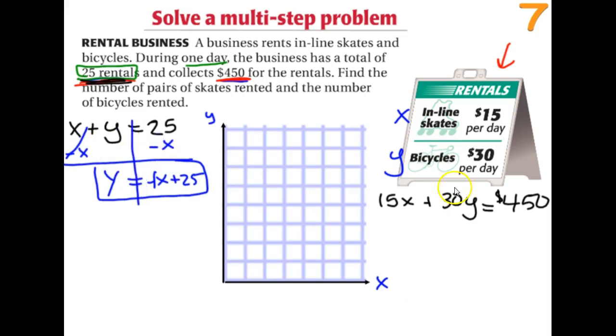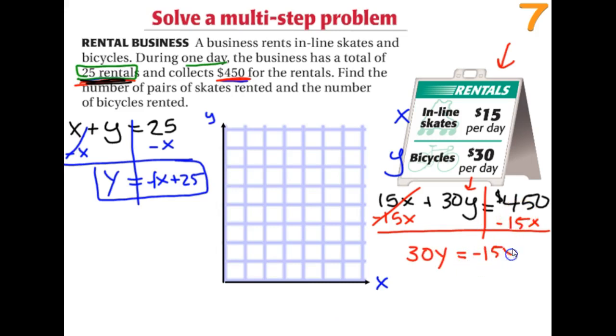And then my second equation, I also need to solve for Y. So I'm going to move my 15X over, subtract 15X. So I'm left with 30Y equals, and then we have the negative 15X plus 450. And then we need to divide by 30. So those eliminate. We have Y equals, and this is going to be a negative, 15 over 30. We can divide both of these by 15 to give us 1/2, or 1 over 2.